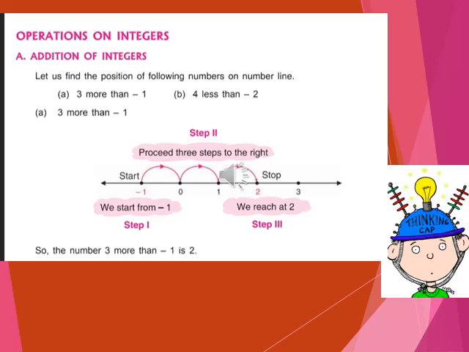So this is the second step. So starting from the number minus 1, 3 more means right side 3. So proceed 3 steps to the right and then stop. We reach at 2, that is step 3. So by proceeding 3 steps to the right, we reach at 2, and this is our answer. So the number 3 more than minus 1 is 2.